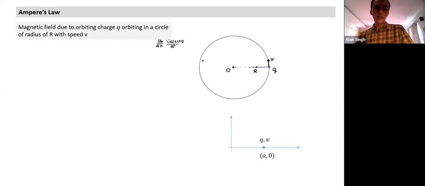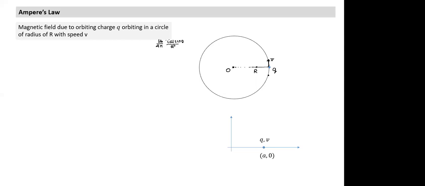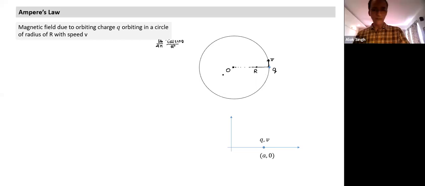Orbiting charge is equivalent to a current loop. Yes. Oh yeah, I forgot. So what was I expecting?